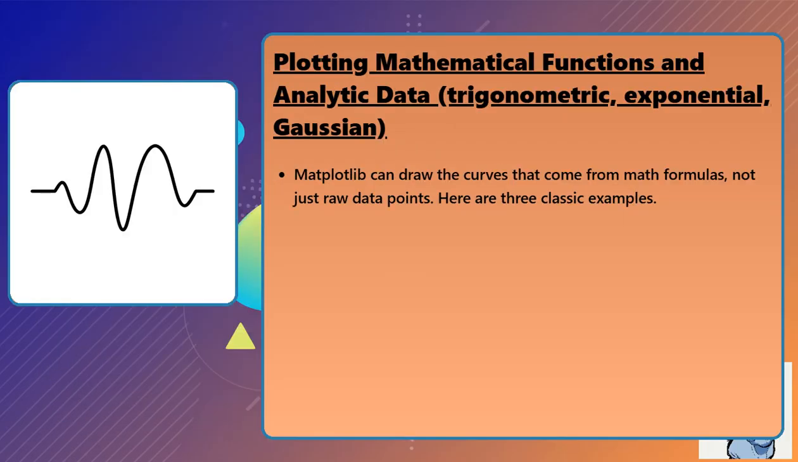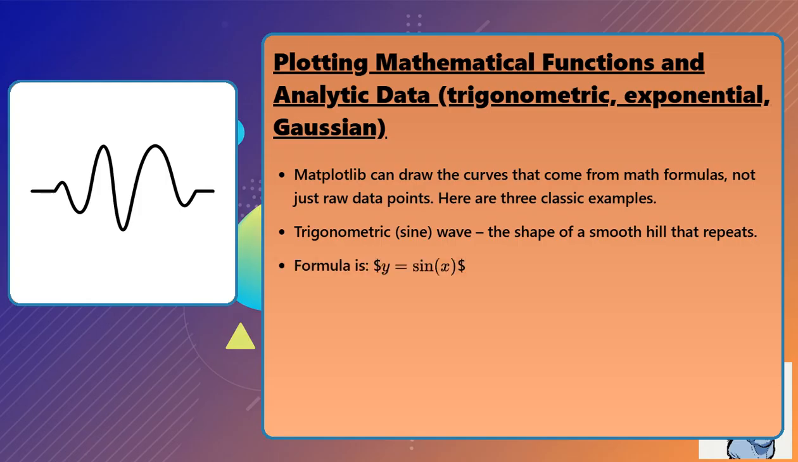Matplotlib can draw the curves that come from math formulas, not just raw data points. Here are 3 classic examples. Trigonometric sine wave, the shape of a smooth hill that repeats: y = sin(x). x = numpy.linspace(0, 2*pi, 400), y = sin(x), plot(x, y, label='sin(x)').